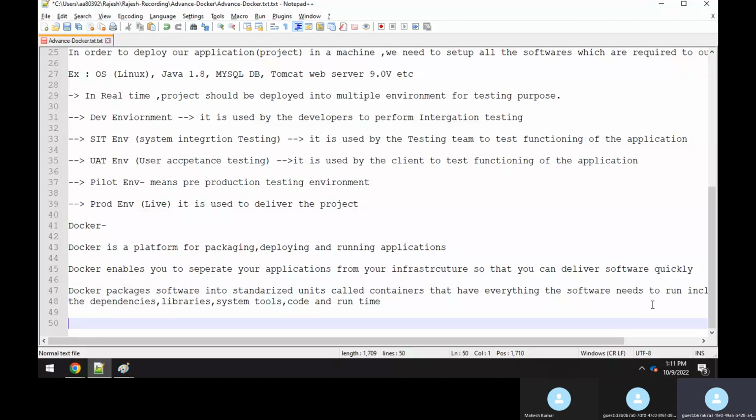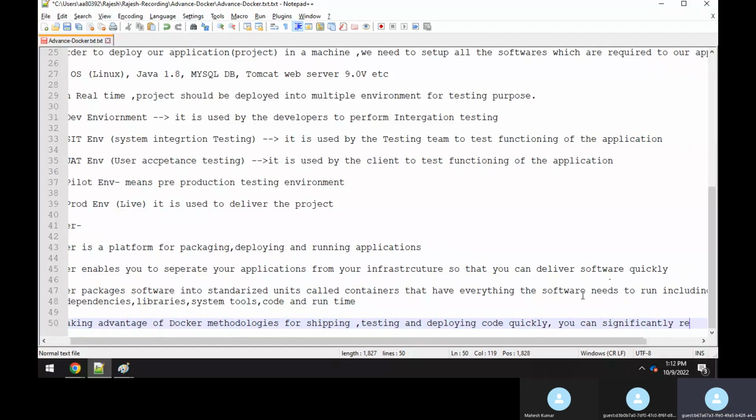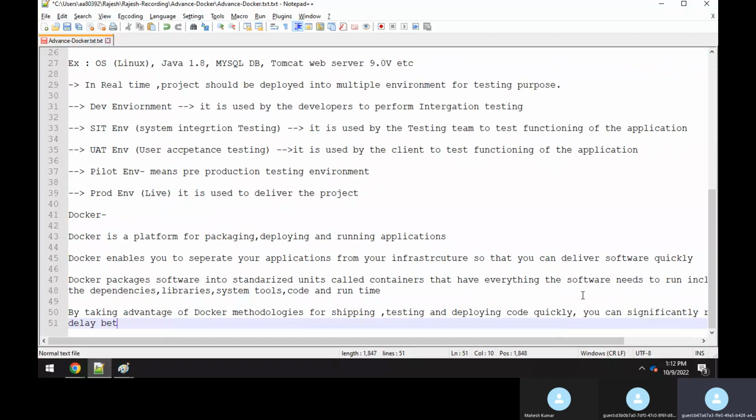What else? By taking advantage of Docker methodologies for shipping, testing and deploying the code quickly, you can significantly reduce the delay between writing the code and running it in production.